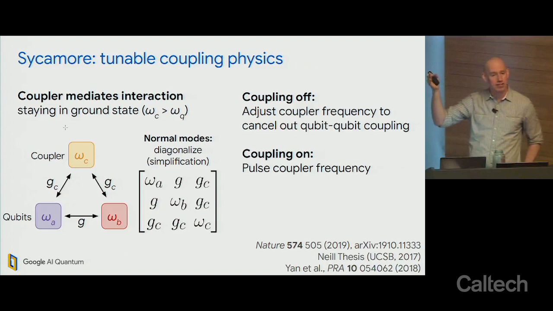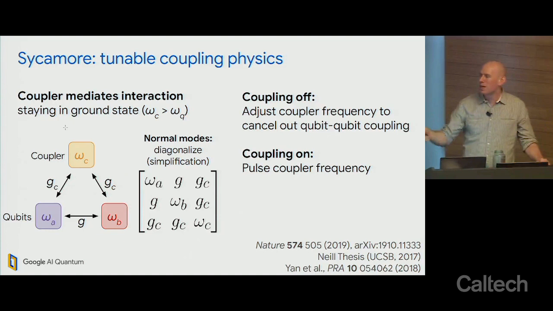And throughout all of our operation, we're trying to keep it in the ground state. So it isn't really participating directly, but it is involved because there's a second-order, indirect coupling that's mediated by the coupler. So we have direct coupling and coupling mediated by the coupler. If you want to play around with this and understand it a bit more, this is the 3x3 matrix you can play with.